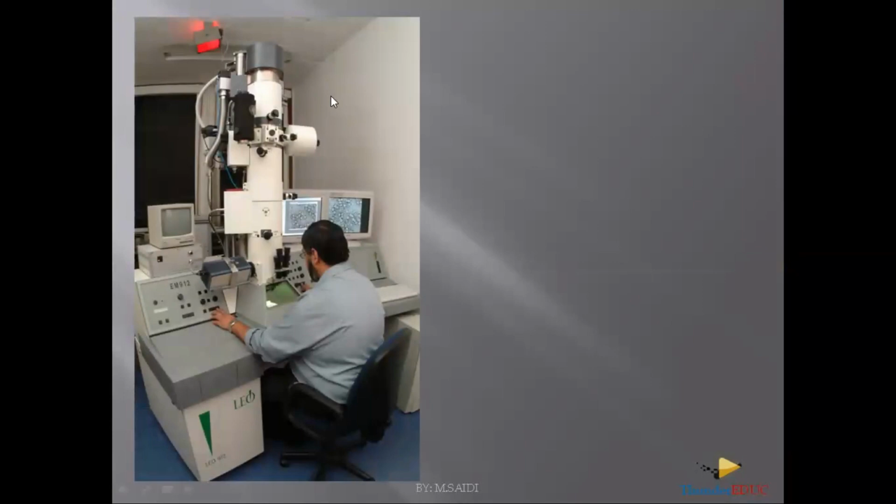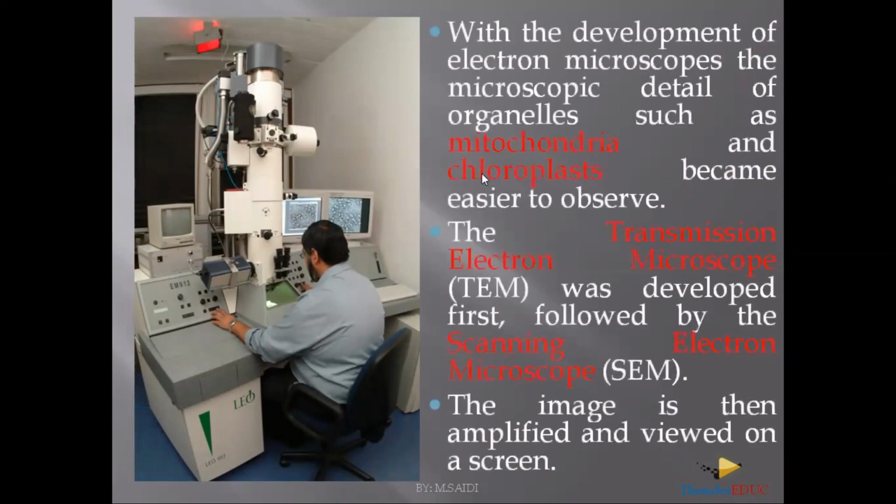This one uses electrons, the way you hear it, to view objects. Its magnification is very big and it can only see objects that are dead. So with the development of the electron microscope, the microscopic details of organelles such as mitochondria and chloroplasts are able to be seen. Yes, it uses electrons to see.